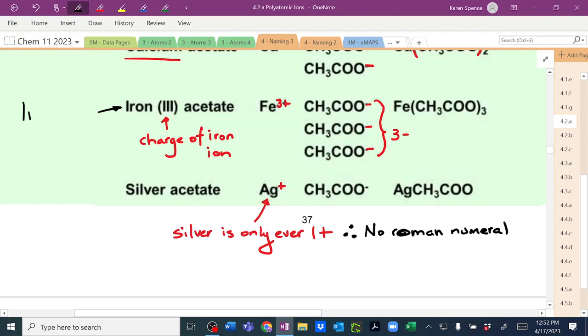Iron could be 2 plus or 3 plus. So we need the Roman numeral to tell which one it is. We need the Roman numeral to tell us which charge.